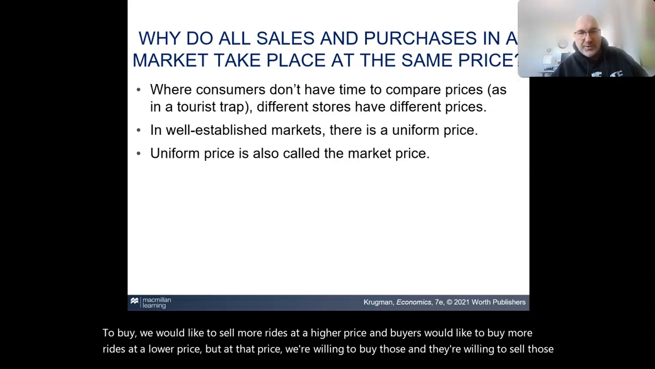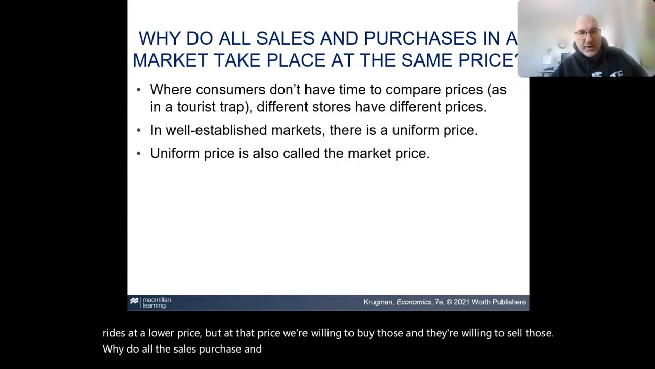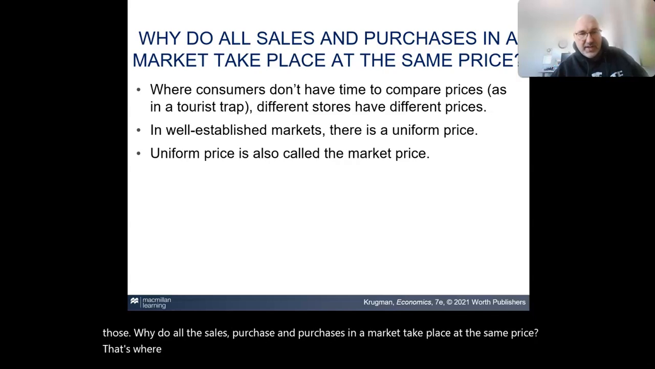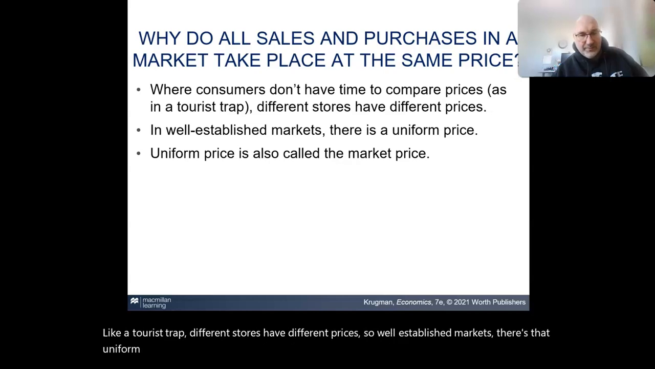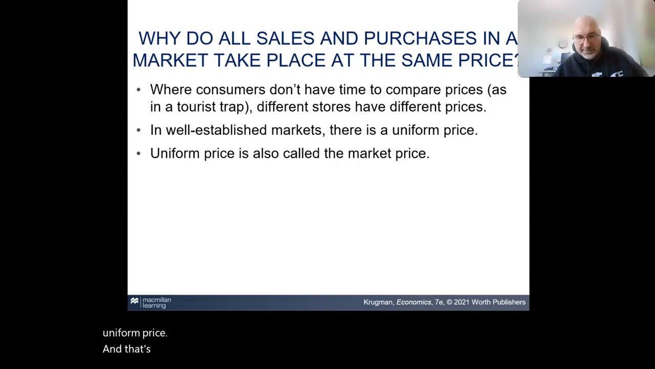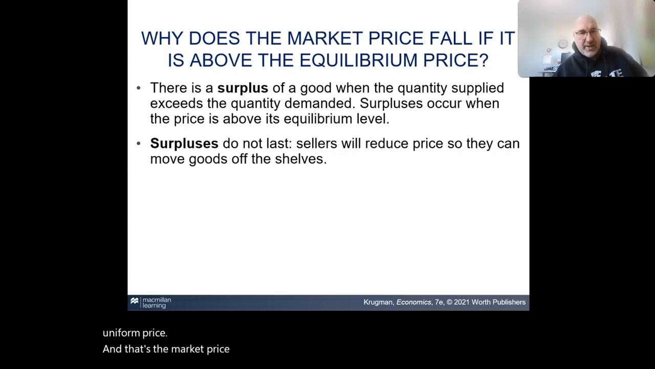Why do all the sales and purchases in a market take place at the same price? That's where the consumers don't have time to compare prices, like a tourist trap, where different stores have different prices. So in well-established markets, there's that uniform price, and that's the market price. So that's how that goes.